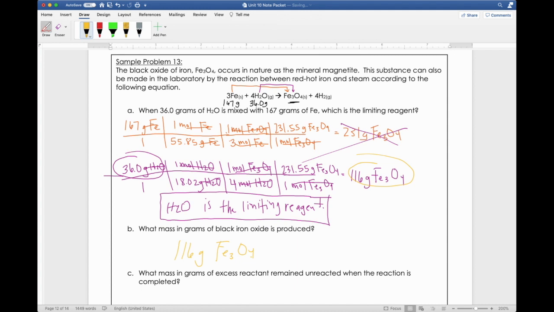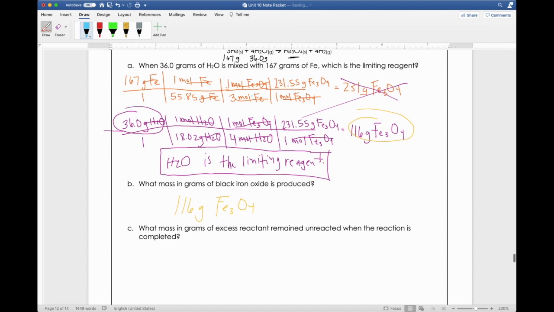Last one here, C, what mass in grams of excess reactant remains unreacted when it's completed? So we've determined that iron is my excess reagent. There is some iron left over in the beaker when this reaction is done. Not all 167 grams of that is reacting. So we need to determine, from this limiting reagent, because all of this water is being used, that's what the limiting reagent is, how much of that iron is actually reacting? Because it's not all 167 grams. All 36 grams of water is reacting, but not all of that iron.